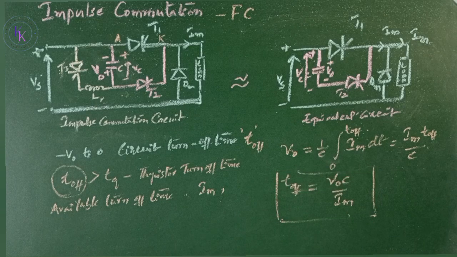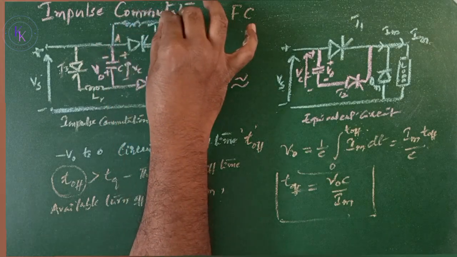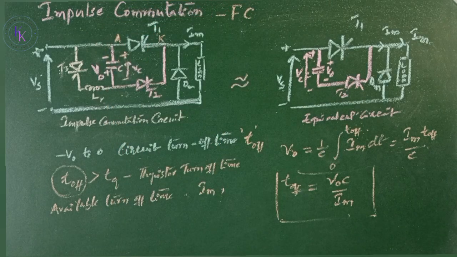From this equation we can say that the circuit turn off time T off is inversely proportional to the load current Im. So at light loads, which means low load current, the turn off time will be larger, and for high load currents the turn off time will be smaller. But in ideal commutation circuits, the turn off time should be independent of the load current in order to guarantee the commutation of the thyristor. So the discharge of the capacitor can be accelerated by connecting a diode and an inductor across the main thyristor as shown here.